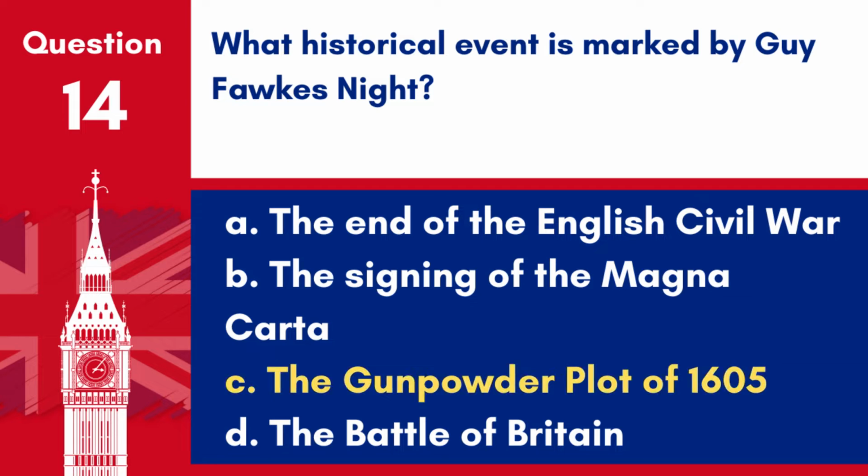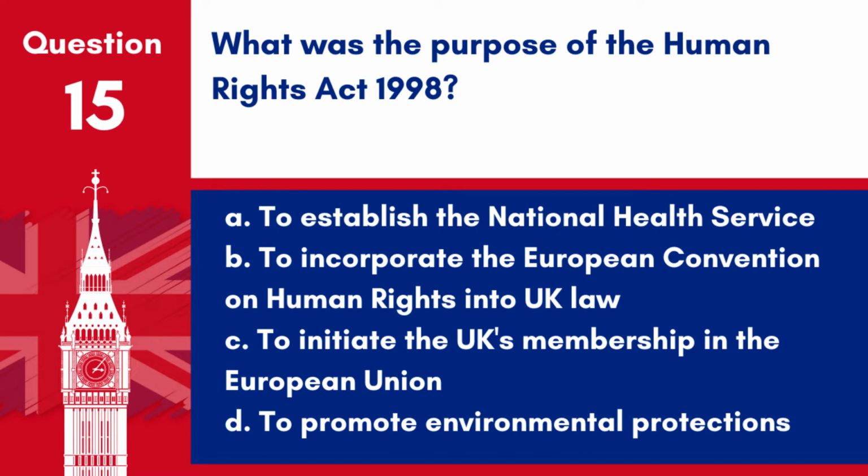Answer: C. The Gunpowder Plot of 1605. Guy Fawkes Night marks the historical event of the Gunpowder Plot of 1605, an attempted assassination of King James I and the Parliament.